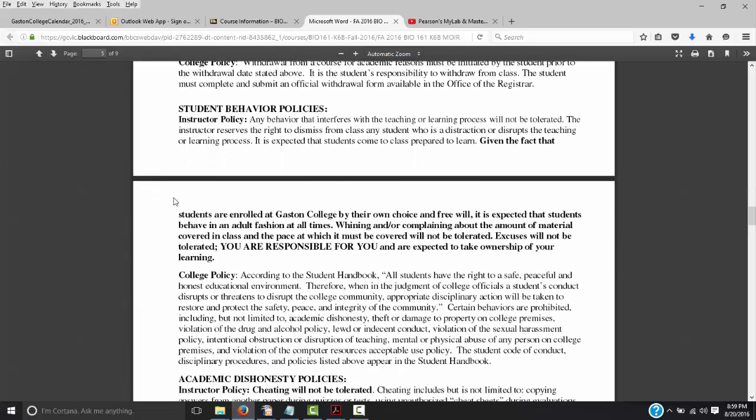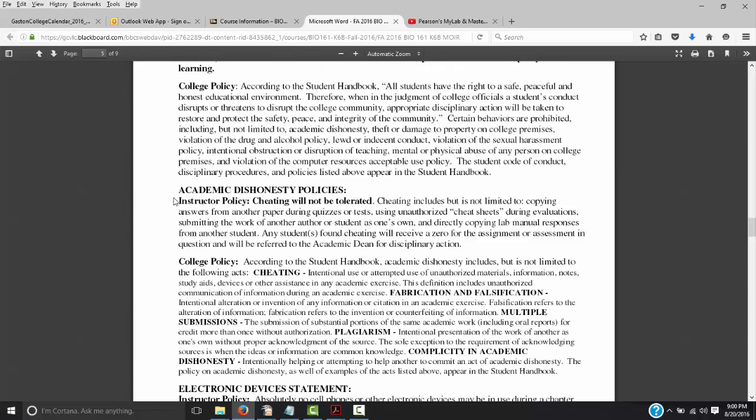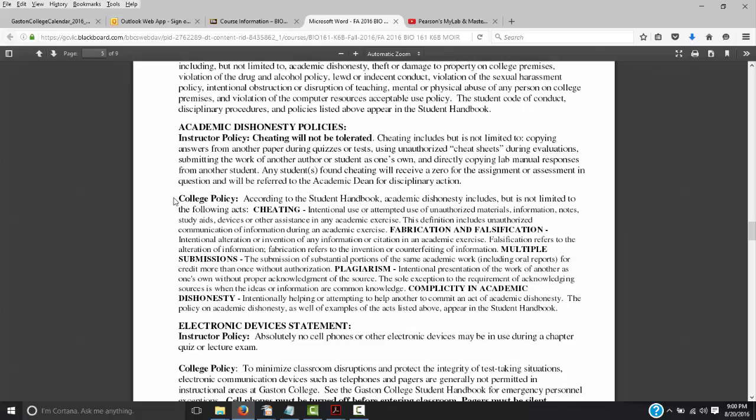The student behavior policies. Any behavior that will interfere with the learning process or the teaching process will not be tolerated. You are a college student, so you are an adult. So you will be treated like an adult. Academic dishonesty policies. Cheating will not be tolerated at any level. And here are some various forms of cheating: fabrication and falsification, plagiarism, multiple submissions. If it's found that you were cheating, not only will you be thrown out of the class, you'll be thrown out of the college. So it's really not worth the risk of cheating on a quiz or an exam, because there are ways for us as instructors to determine if you have been cheating. So it really is not worth it.